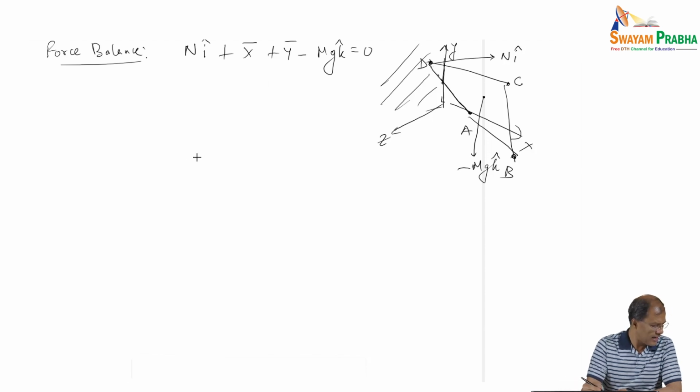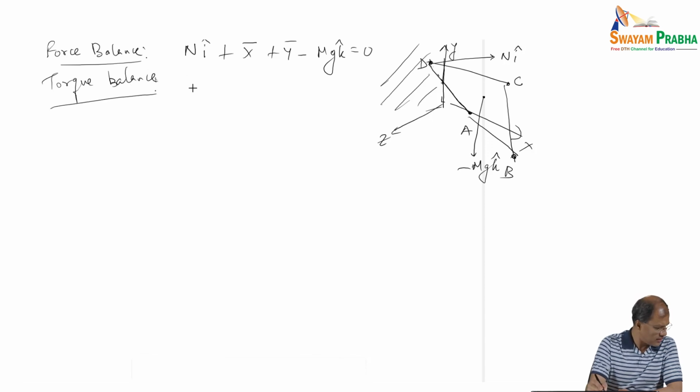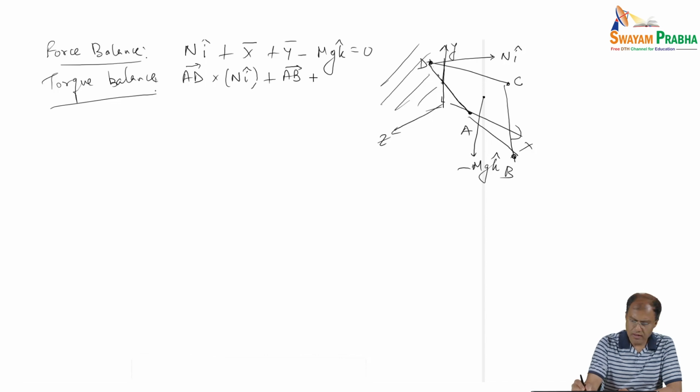And then we can write down the torque balance. So for torque balance we see that this is AD cross N i plus AB cross with Y, and so these are my torques.